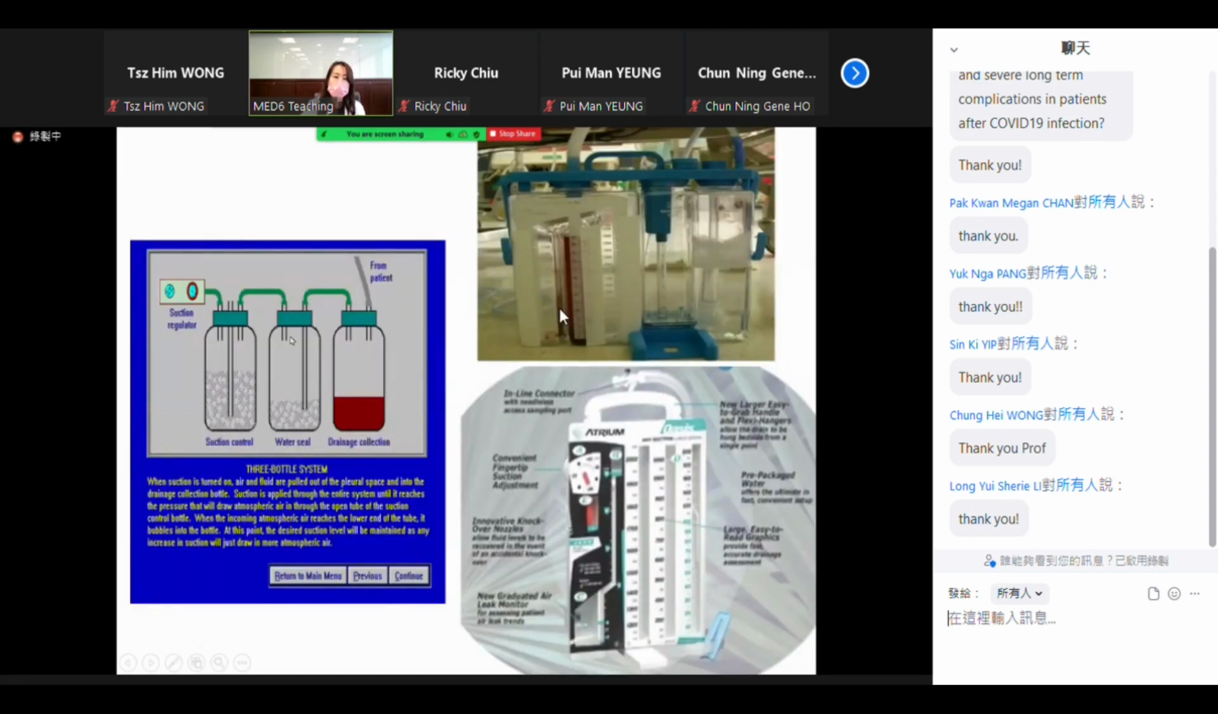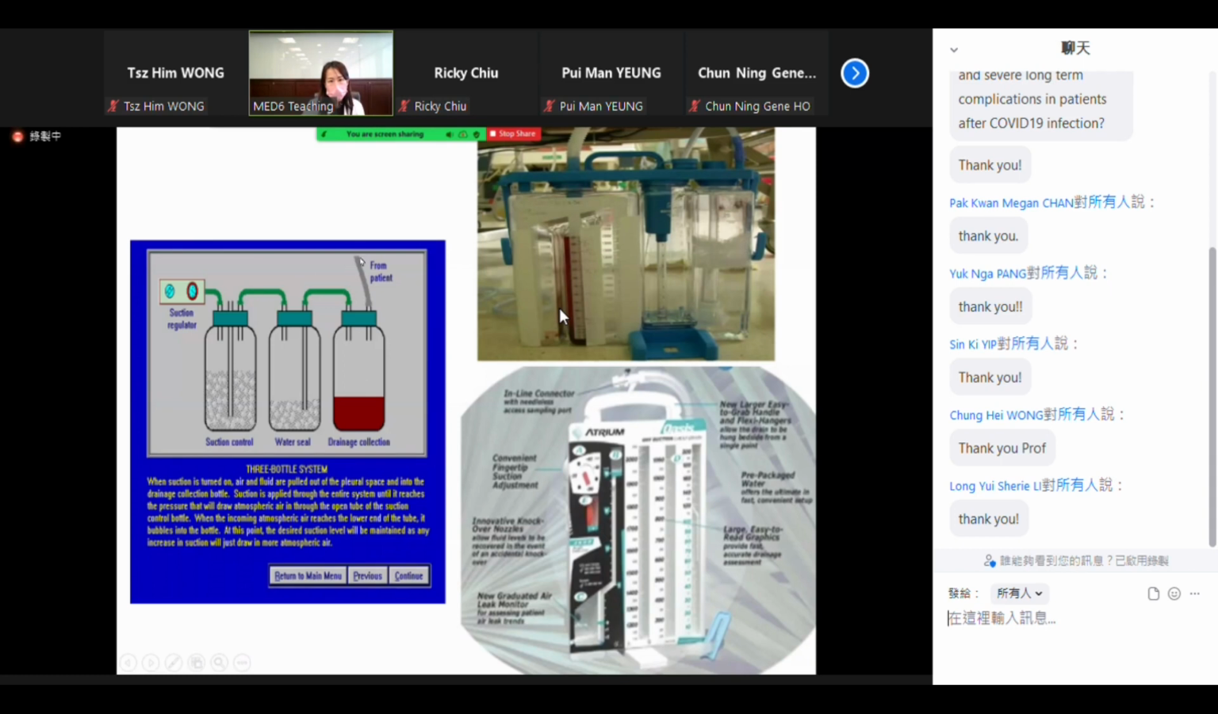After blunt dissection, we will put the chest tube in like this. When we put the chest tube in, the air can be drained out. The chest tube will usually connect to a chest drain box, usually like this in the ward. But the three bottle system is the mechanism of the chest drain box. Even though there is no three bottle system in the ward anymore, it is a very old classical chest drain box, but you have to know the mechanism.